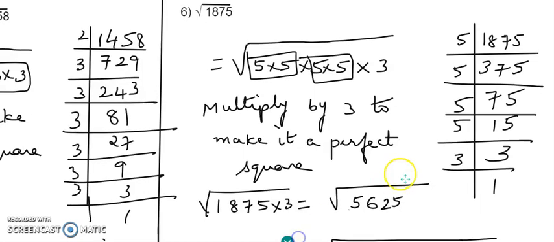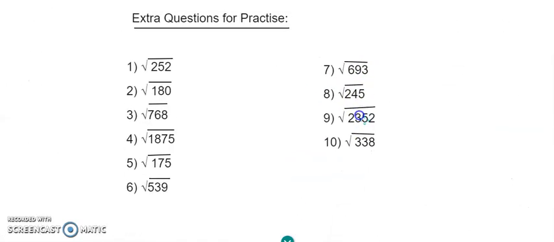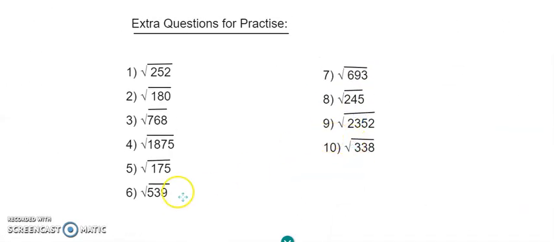So how are we doing it? We are finding the prime factorization. Whichever factor is appearing an odd number of times, we double it by multiplying by that particular number. So this is how we make it a perfect square. These are the questions for your practice. Hope this is clear. Thank you.